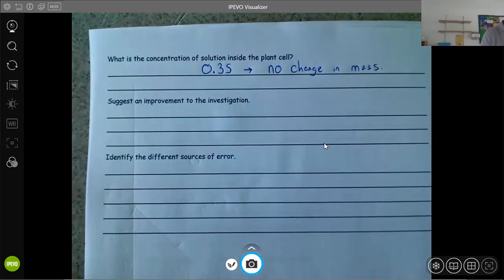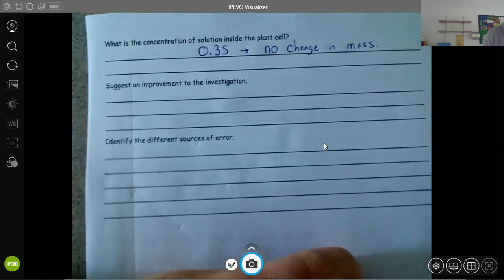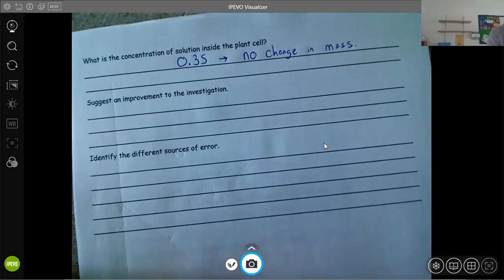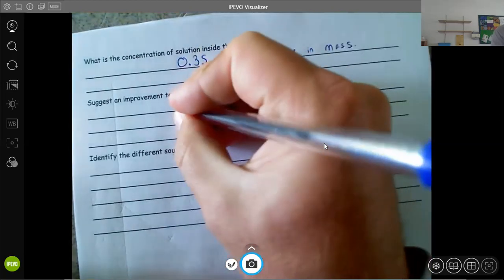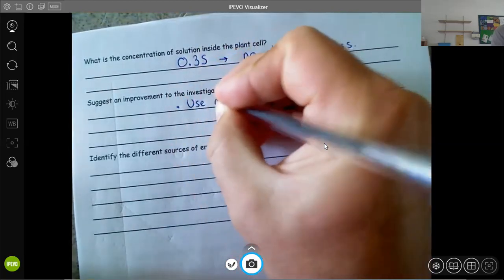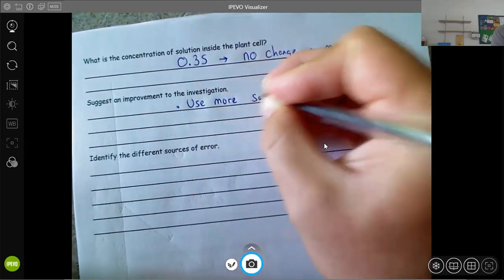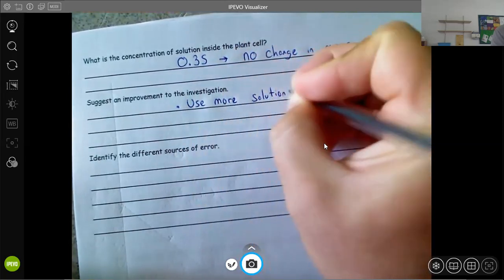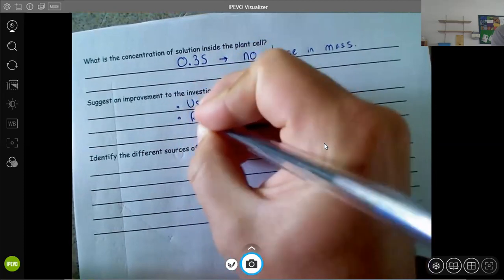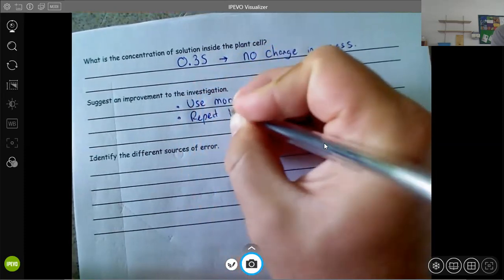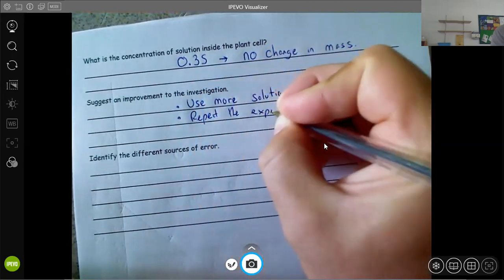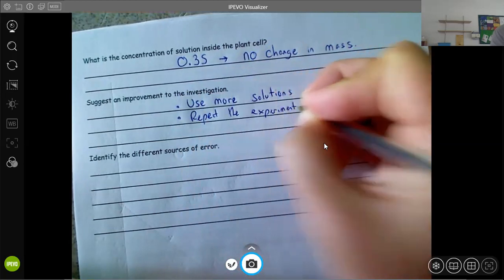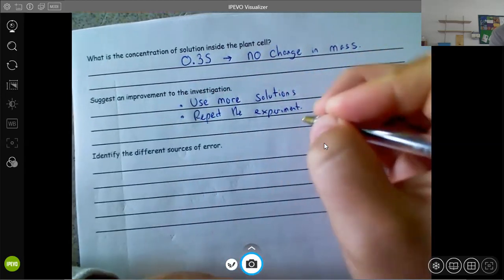If we were suggesting improvements to the investigation, there are quite a few things you could say, but what I would say is we could use more solutions, or you could repeat the experiment. Those would be the 2 I'd go for.